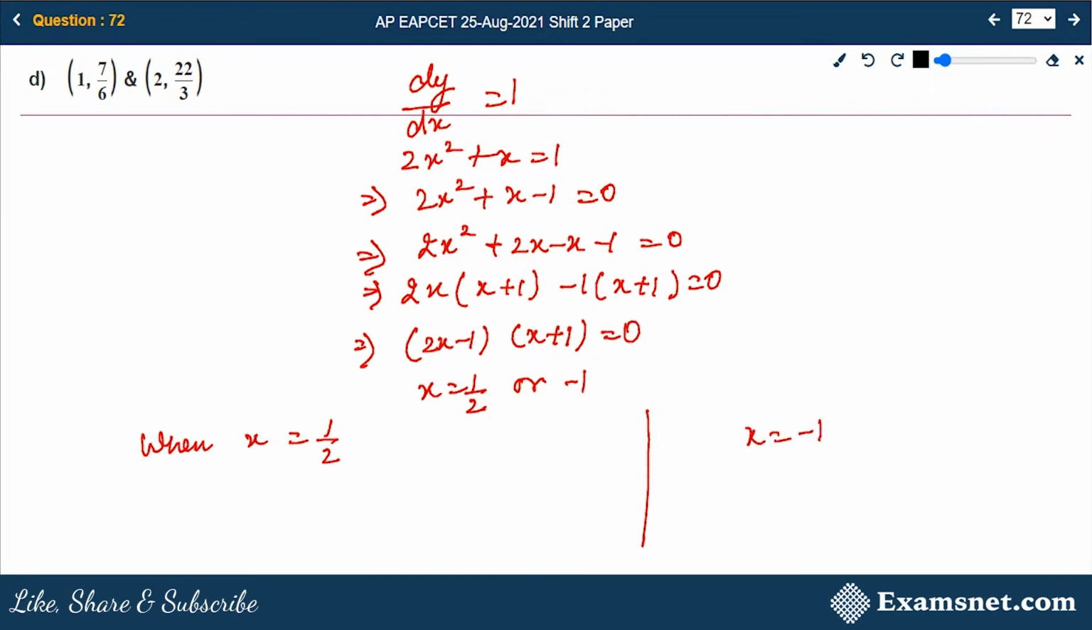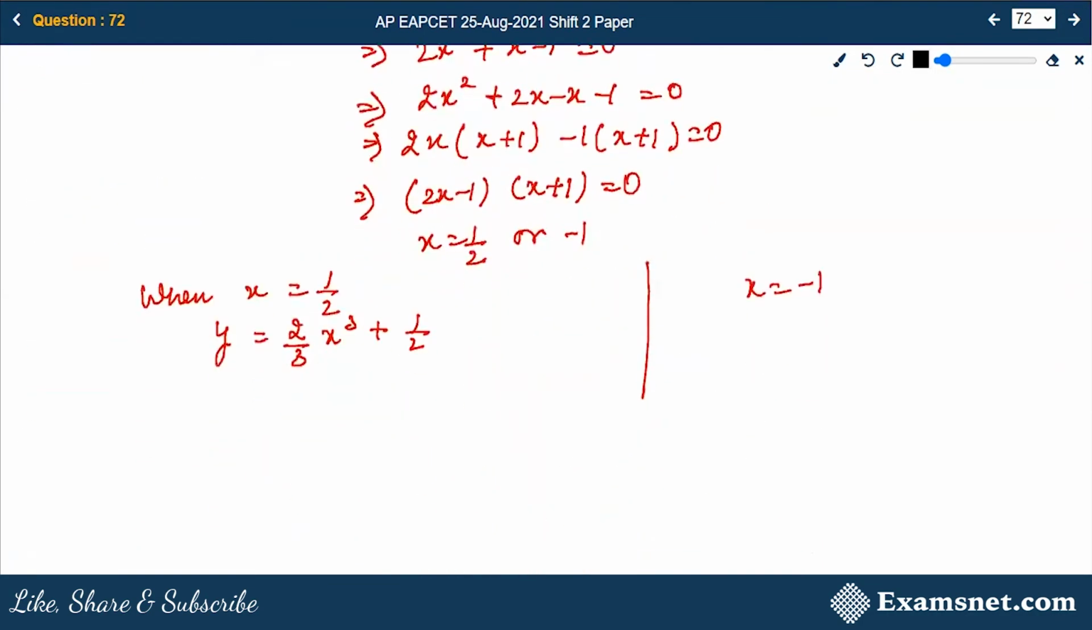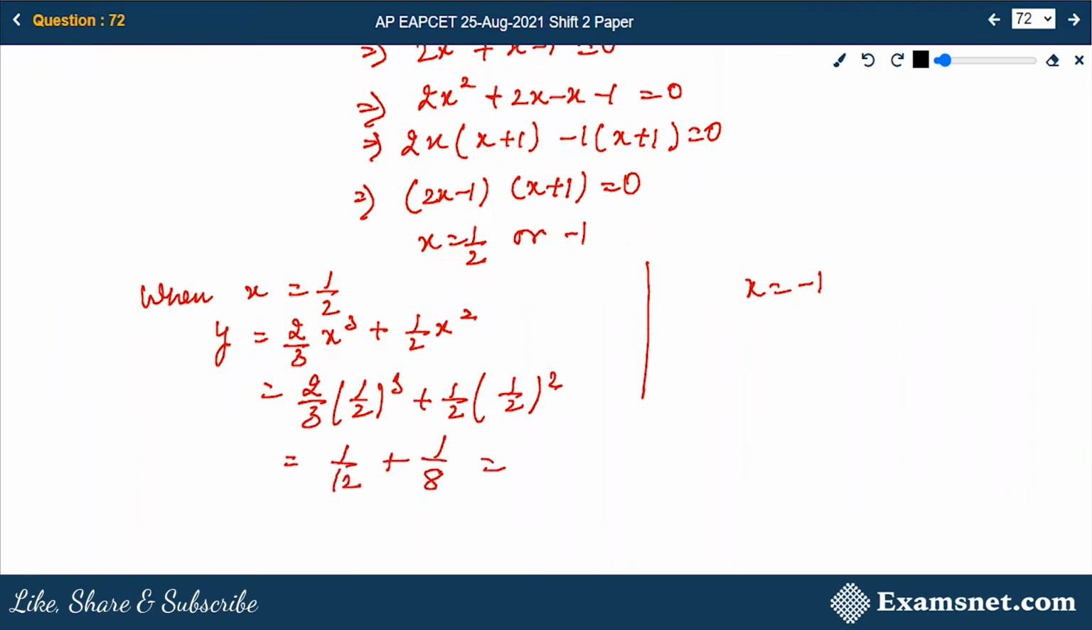When x is equal to 1 by 2, what will be the value of y? The equation was y is equal to 2 by 3 x cube plus 1 by 2 x square. So 2 by 3 into 1 by 2 cube plus 1 by 2 into 1 by 2 square. So this will be 1 by 12 plus 1 by 8, or 5 upon 24.